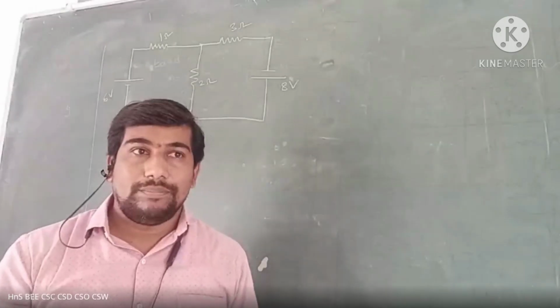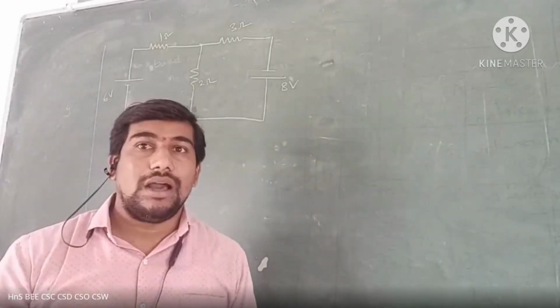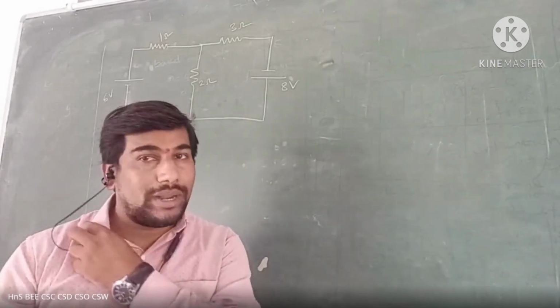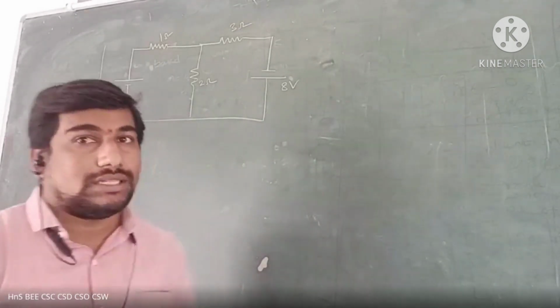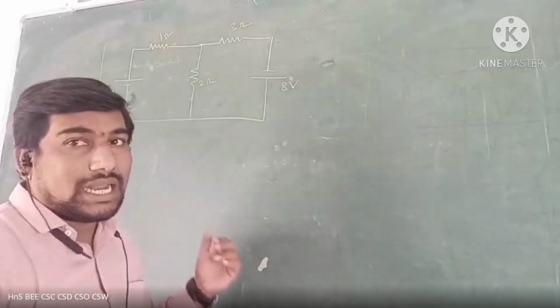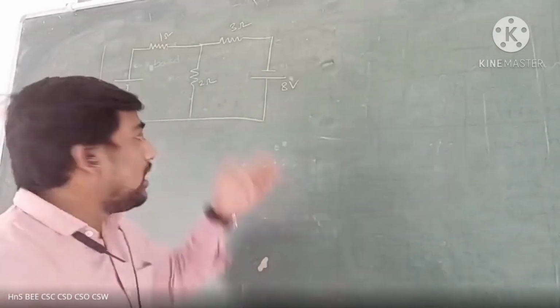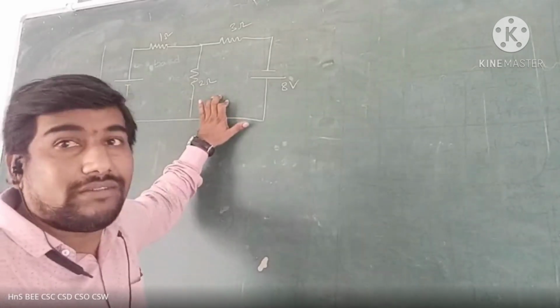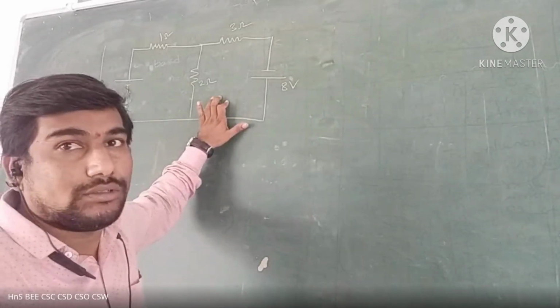Find all branch currents by using mesh analysis or loop analysis. Mesh analysis, loop analysis, or KVL, all are the same. Now we are applying mesh analysis, loop analysis, or KVL on this circuit. By using mesh analysis, we are finding all the branch current values.